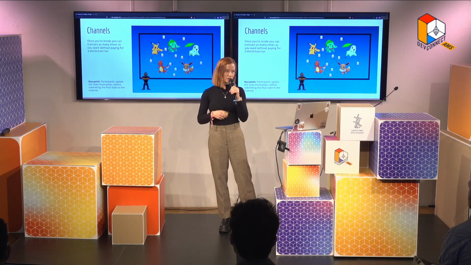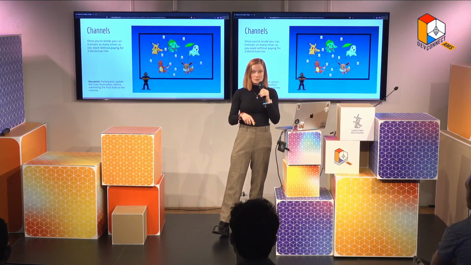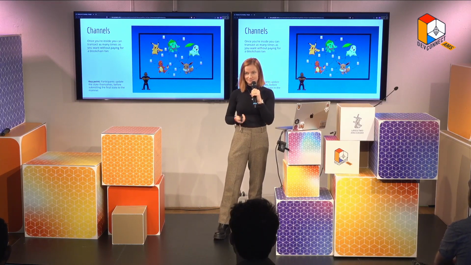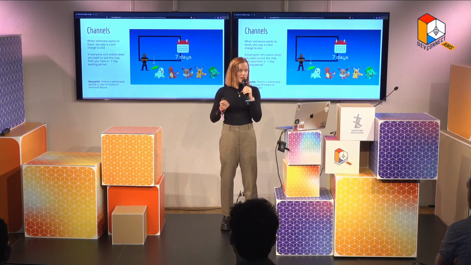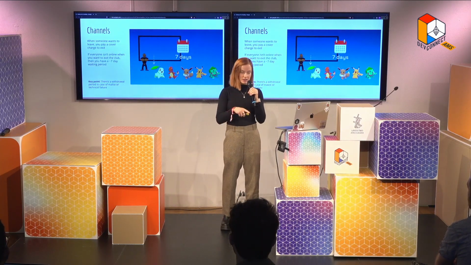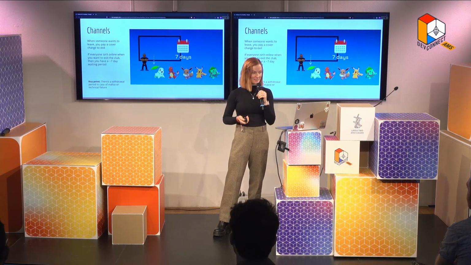In our example, our club goers are trading Pokemon cards. The key point here is that participants are updating the state themselves before submitting the final state to the mainnet. Then, when somebody wants to leave the club, everyone has to leave and has to pay a cover charge to exit. So maybe it is more of a cult club. This analogy is kind of dwindling away, but I liked it at the beginning.